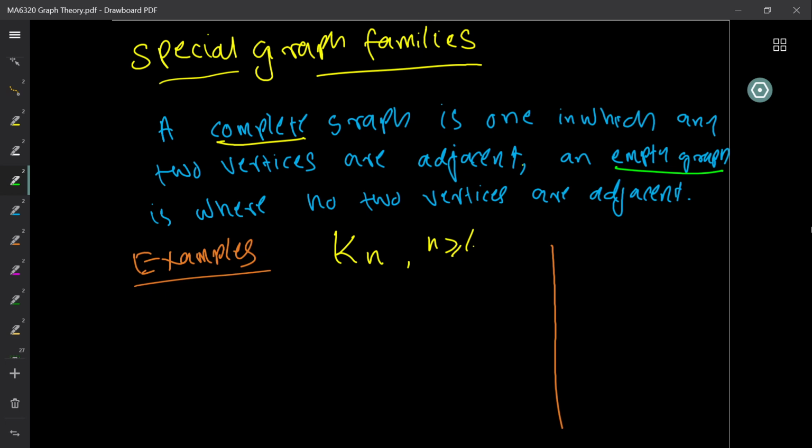A graph is complete if any two vertices in the graph are connected by an edge. So any two are adjacent, then the graph is a complete graph. So let us look at an example of a complete graph. The vertex by itself is a complete graph. There is only one vertex and nothing else. And therefore, any two of them are adjacent. There is only one.